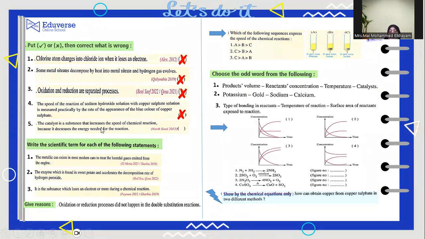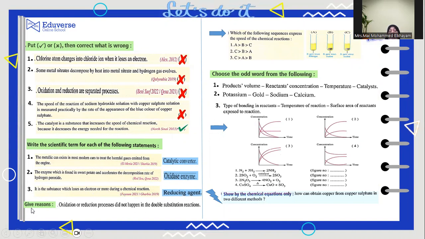The catalyst is a substance that increases the speed of chemical reaction because it decreases the energy needed for the reaction. Yes, this is one of the properties of the catalysts. Write the scientific term. The metallic device that exists in most modern cars. Okay, this is for sure the catalytic converter. The enzyme which is found in sweet potato, this is the oxidase enzyme. It is the substance which loses an electron or more during the chemical reaction. Okay, for sure, this is the reducing agent.